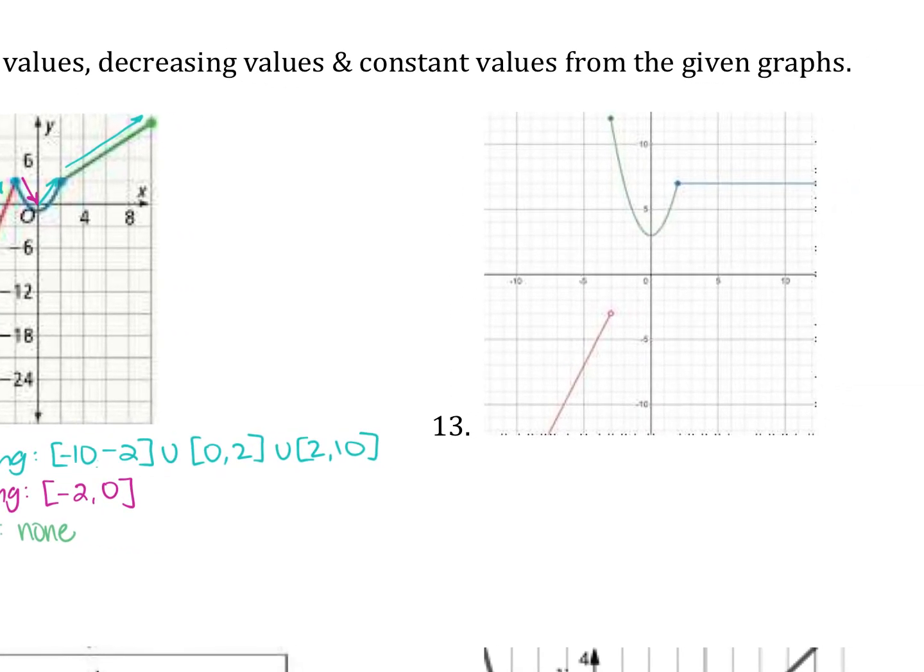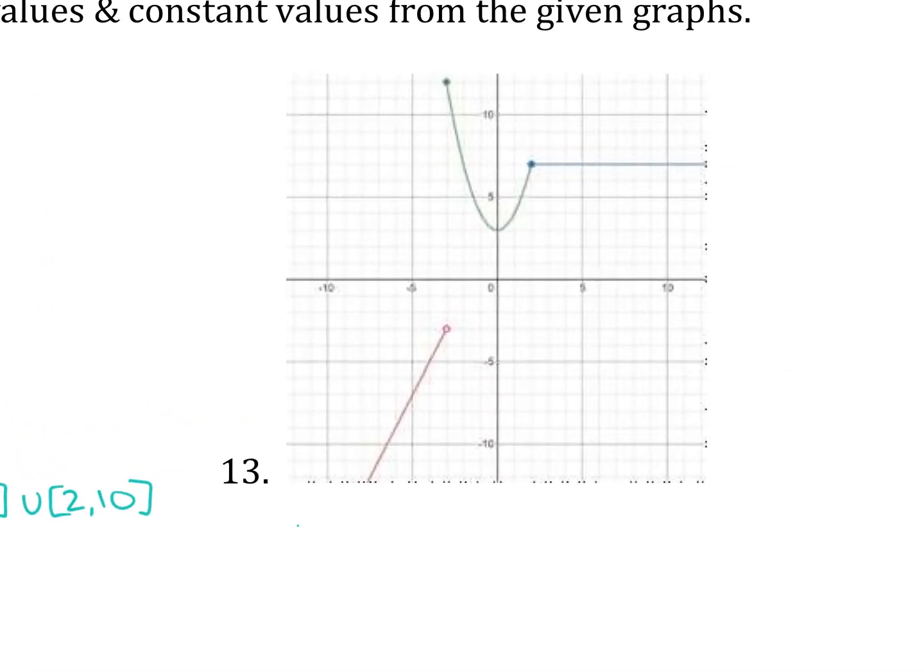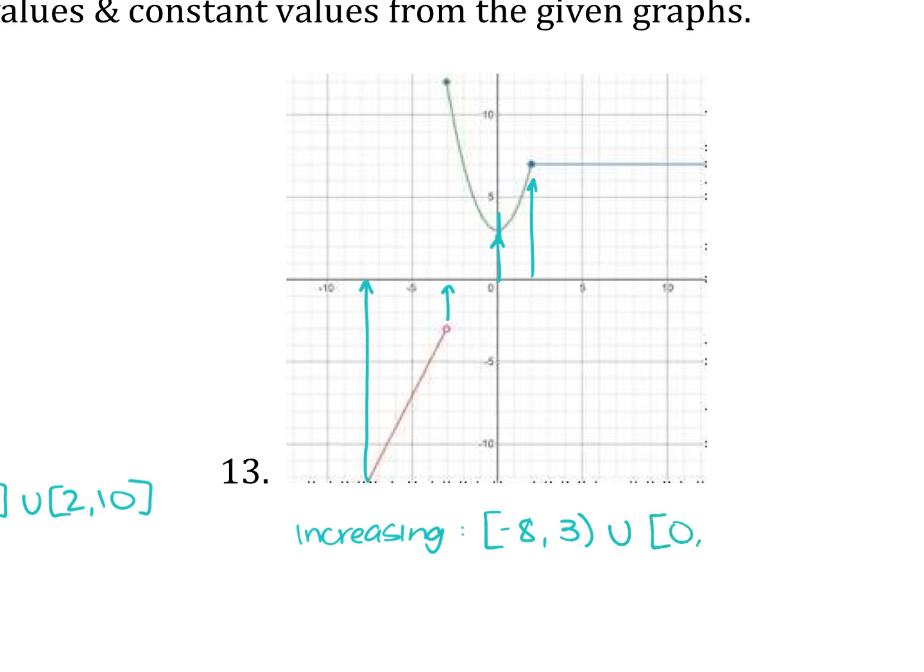For number 13, your increasing values for this are from here to here, as well as here to here. So we are going from negative 8 to negative 3. And this negative 8 includes, so it should have a bracket on it. Then it also goes up from 0 to positive 2. So the 0 is included, bracket, positive 2 is included, bracket. Is that a negative 3? Yes, that is a negative 3. Thank you.